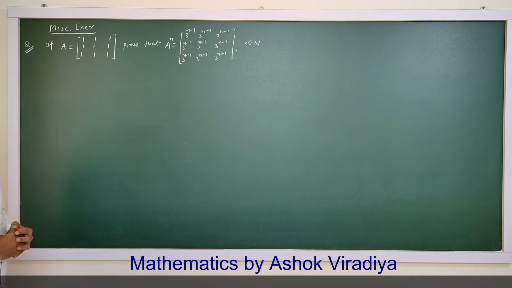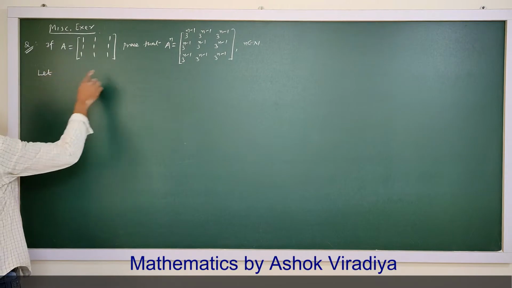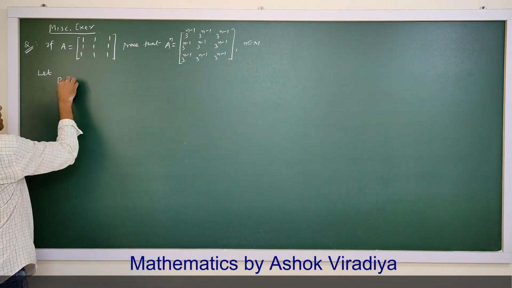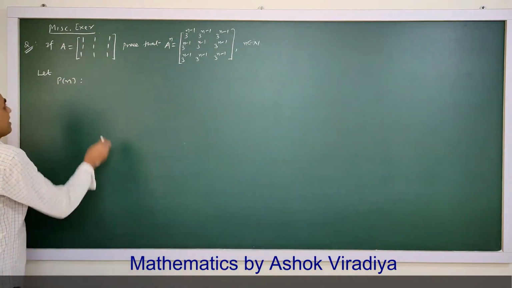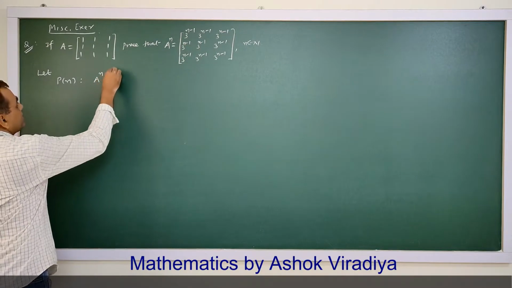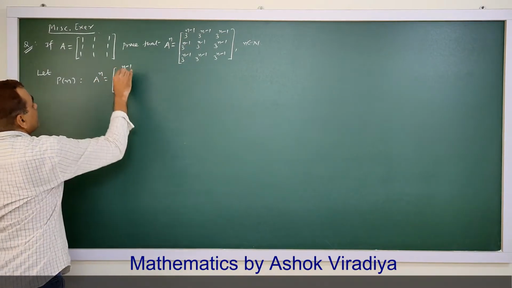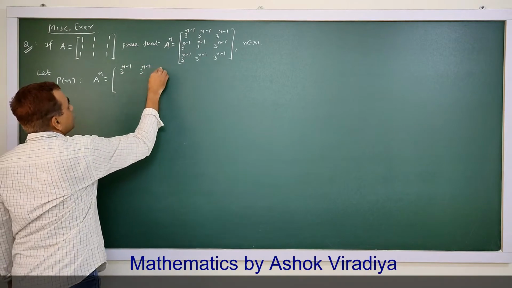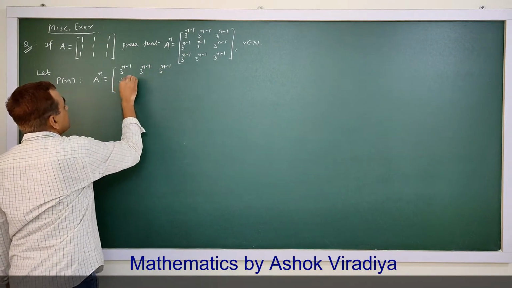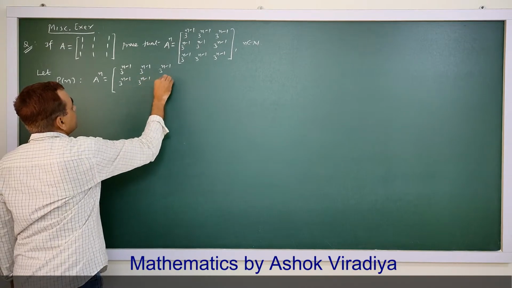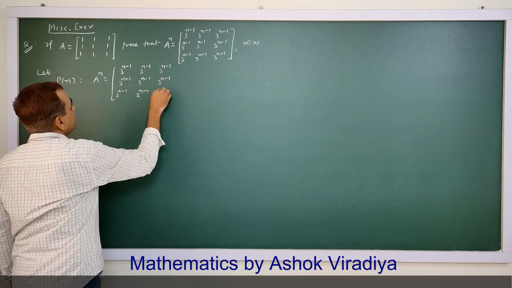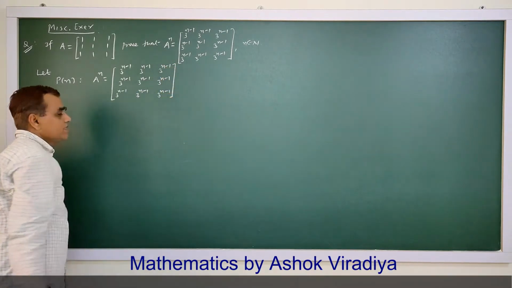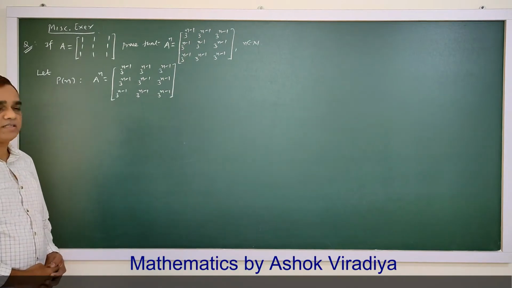We prove this by principle of mathematical induction. So let me take this as a statement for natural numbers, P of n: A raised to n equals the matrix with all entries 3 raised to n minus 1. We say this is statement P of n.